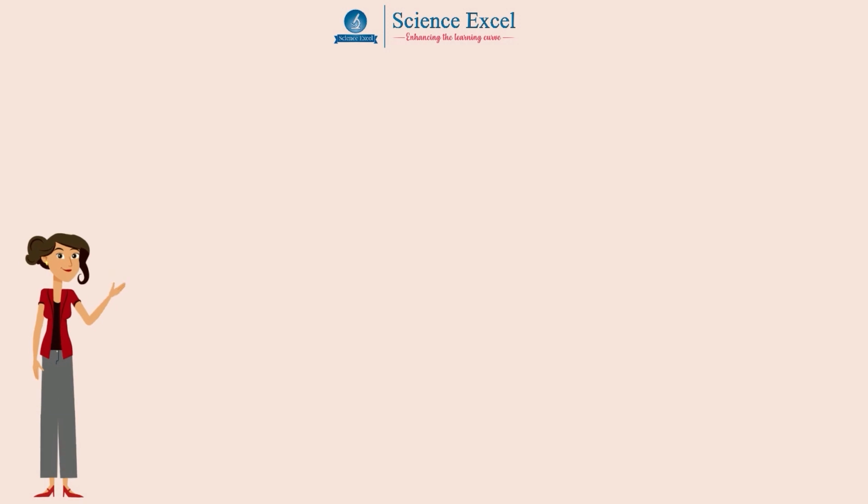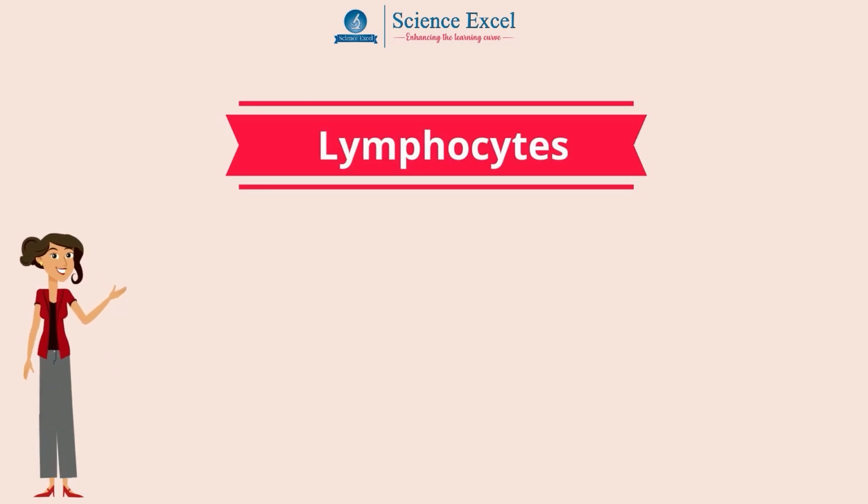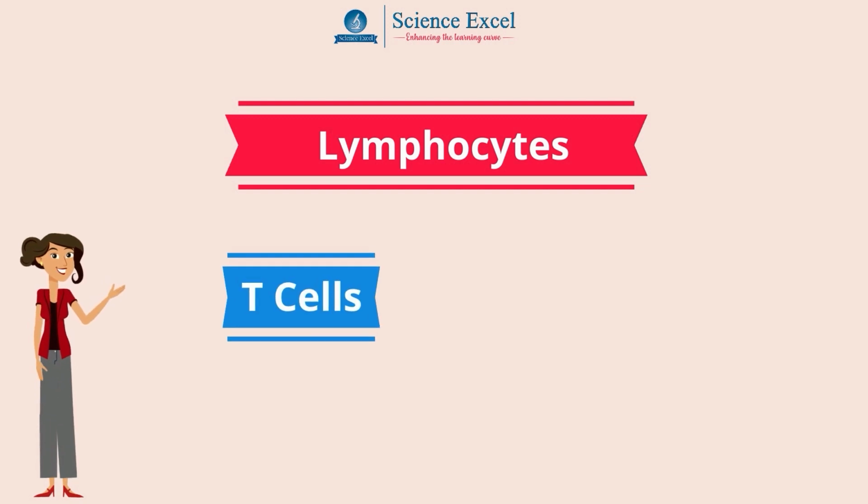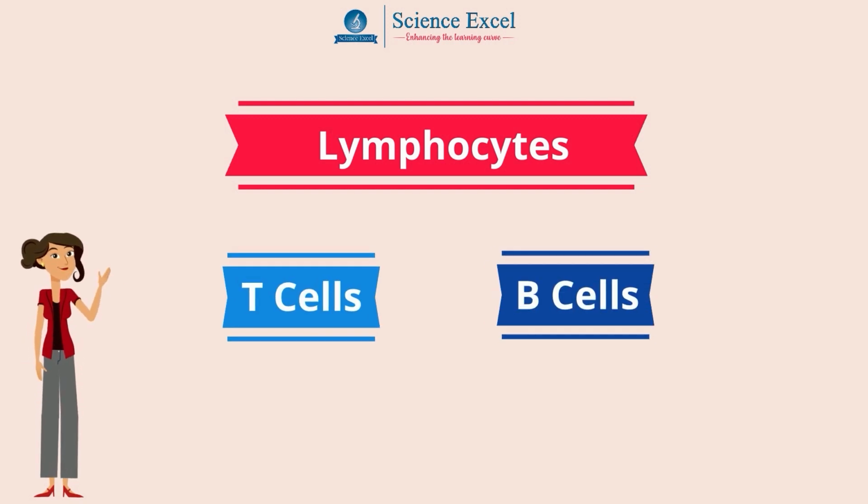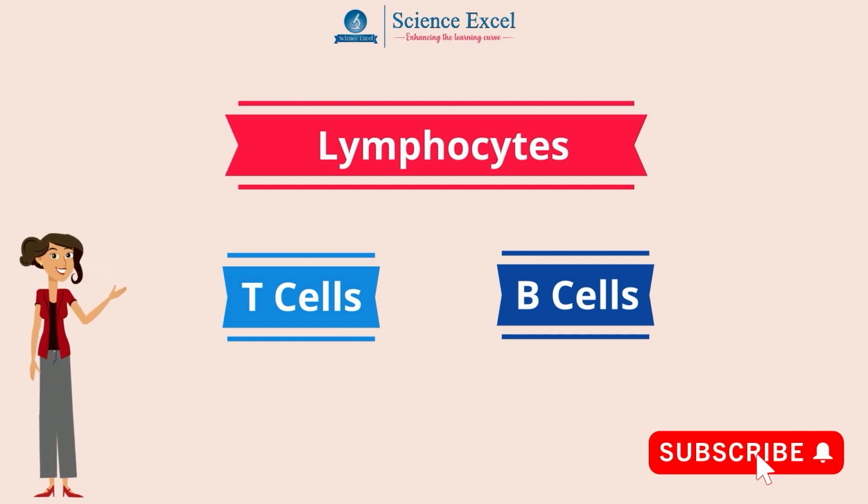If the pathogens cannot be controlled by the cells of the innate immune system, then the more specialized white blood cells called the lymphocytes are recruited. One of the functions of lymphocytes is to produce chemicals called antibodies. These antibodies help to destroy pathogens. There are two types of lymphocytes, T cells and B cells. Both are a part of the acquired or adaptive immune system.